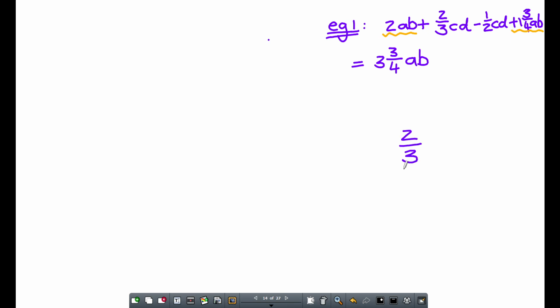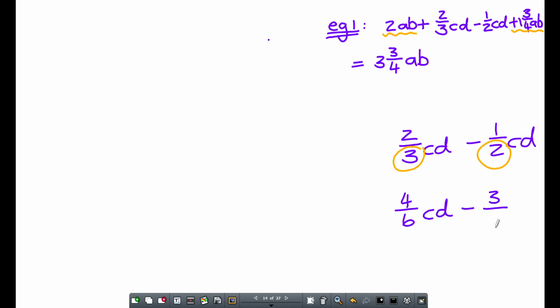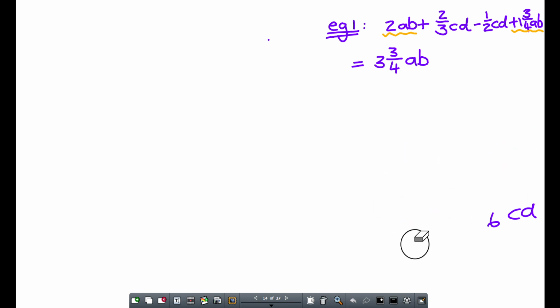I took the 2/3 CD and a half CD, and I first had to change those denominators. So that would be 4/6 CD minus 3/6 CD. Do you guys agree? Okay, and now because their denominator is the same, I could say that 4 minus the 3 gave me 1/6 CD. Okay, so plus 1/6 CD, but the recording sign is now in the way.